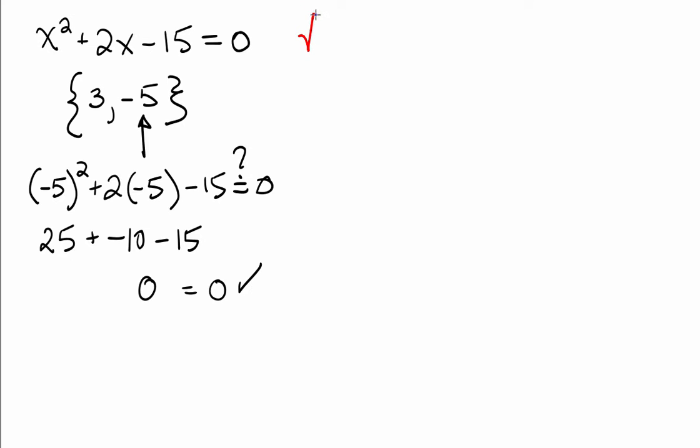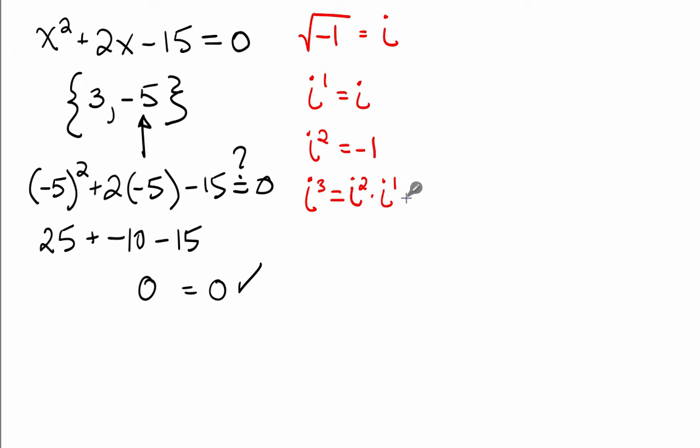Next, I want to remind you about the number which we refer to as i. i is the square root of negative 1. Now, here are 4 facts about i. i to the first is just i. i to the second, since i is the square root of negative 1, i squared is negative 1. i to the third, which is equal to i squared times i to the first, is negative 1 times i, so that is negative i.